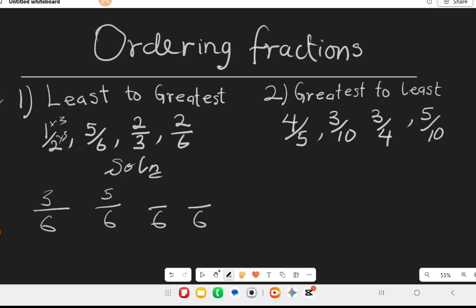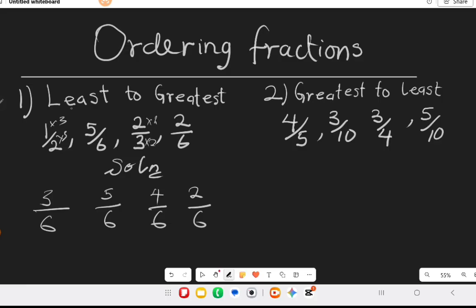We move to the third one. We have to times this by 2. If we times 3 by 2 it gives us 6, then we times the numerator by 2, which gives us 4. And the last one is 6 already, so we retain the 2.